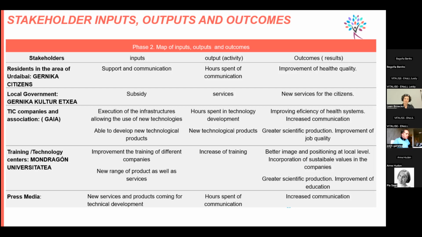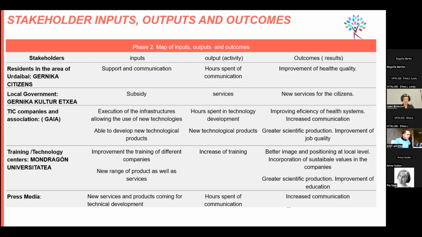For the Gaia companies, the inputs were execution on infrastructures, allowing the use of new technologies to develop new technological products. The output was the hours spent in technology development, new technology products, and the outcomes were improving efficiency in the health system, increased communication, greater scientific production, and improvement of job quality for the companies.